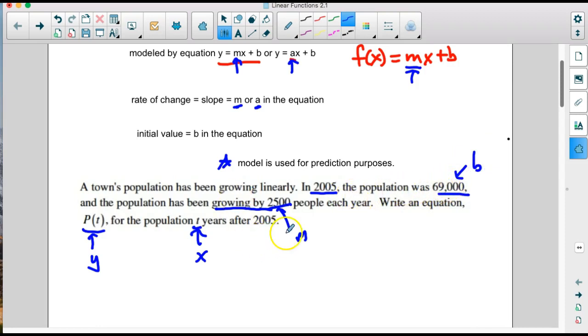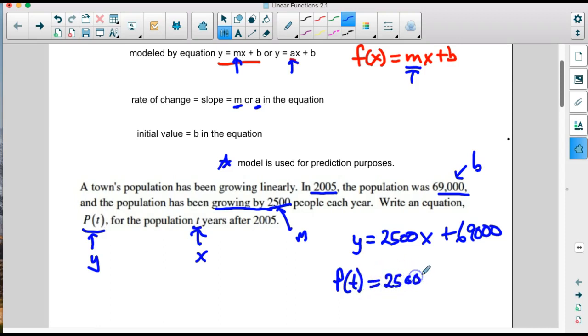Now, in this model that we did here, it's y equals 2,500x plus 69,000. But since they're using different variables here, we're going to have to change it to match what they want. They want p of t instead of y. And we still have 2,500 is our growth. And then instead of x, they want t. And 69,000 stays the same. So this is our model for this problem.